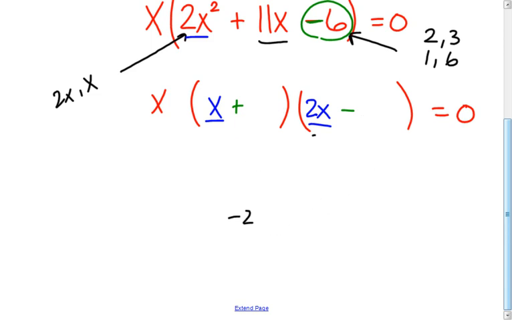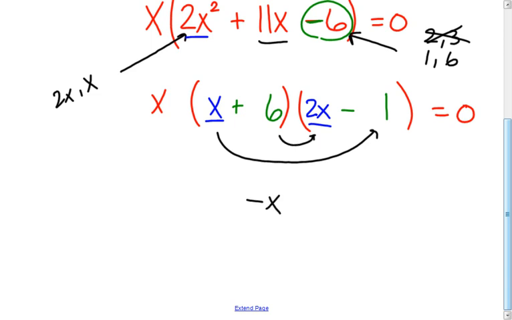Let's try 6 and 1. Okay. 2 and 3 I've exhausted. So 1 and 6. Here we go. Outsides, negative x. Insides, positive 12x. That does give me 11x in the middle, which is what I need.